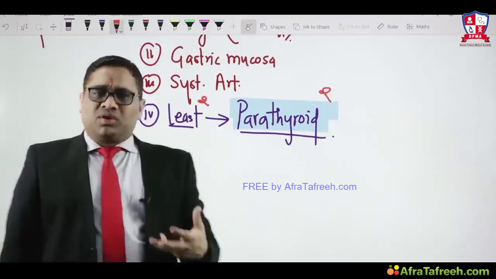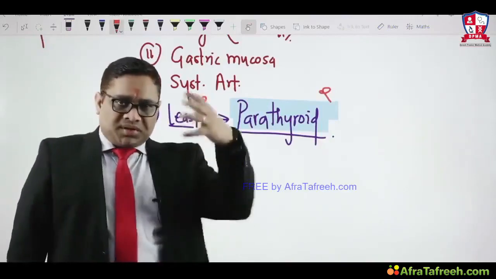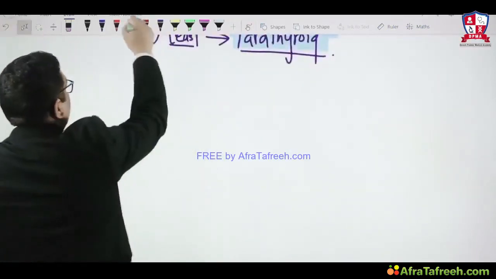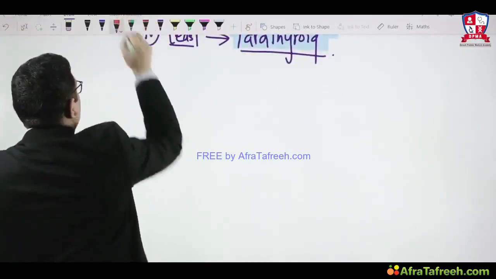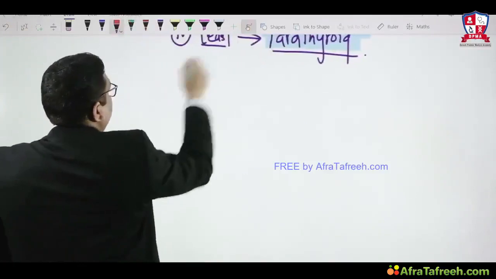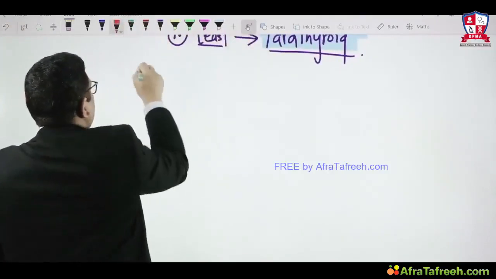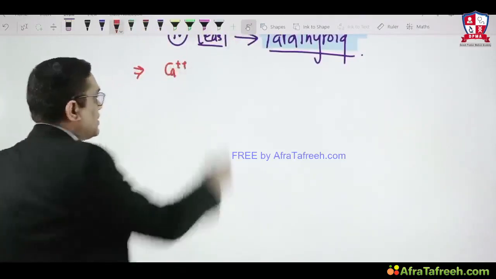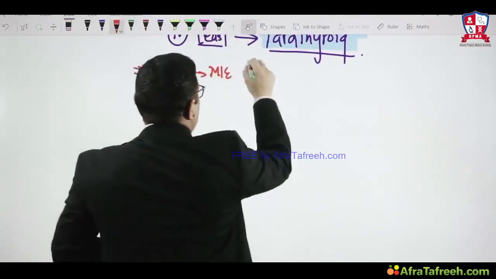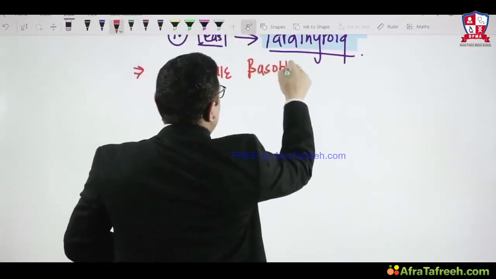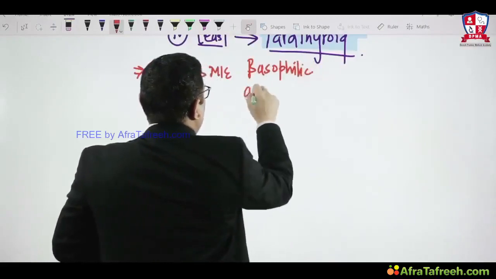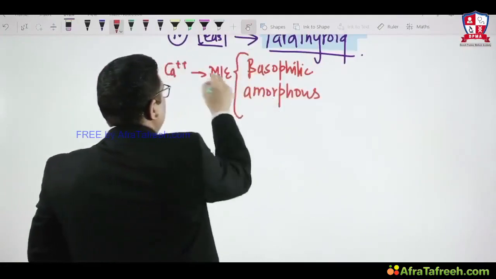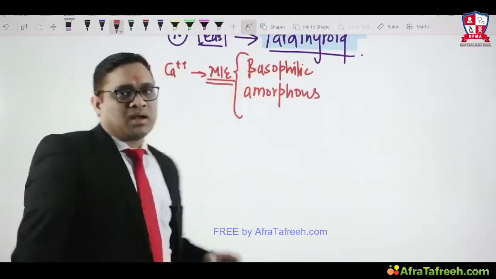Calcium deposition, how are we going to identify it on histological examination? This is very, very important. If you remember, when we were discussing necrosis, I told you that calcium will be chalky white on gross examination, and on microscopic examination it will be a basophilic amorphous substance on hematoxylin and eosin stain.